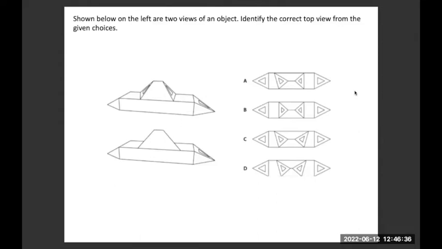So here you're given two different views of an object. You have to identify the correct view of the object. Now, in this case, the hint to find the correct answer would be to look at whether the edges are parallel. So whether this edge and this edge are parallel, and if they're not parallel, are all these edges meeting at one point?